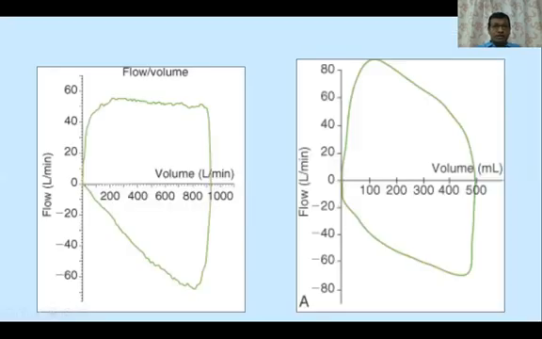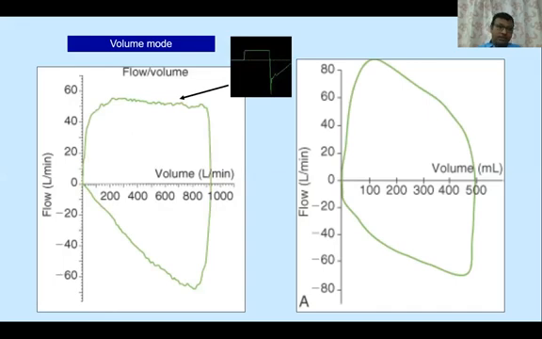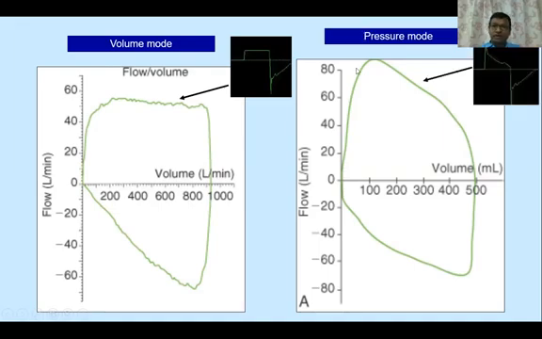Now, the shape of the inspiratory portion of a flow volume loop will resemble the flow waveform. What do I mean by that? In a volume mode, the inspiratory portion will be square in shape, whereas in a pressure mode, the inspiratory portion will be a descending ramp shape. Whereas in a spontaneously breathing baby, it will be circular in shape.